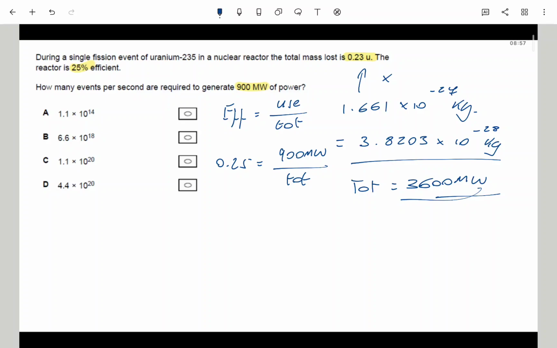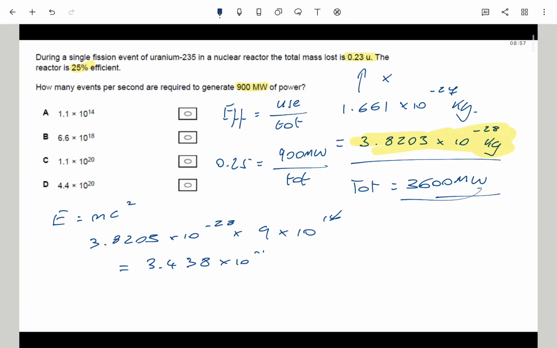Right, so what we need to do is look at that mass that we calculated and figure out the energy transfer from a single fission event. So we need to do E equals mc squared. So we've got the change in mass, 3.8203 times 10 to the minus 28. And then multiply that by the speed of light squared. Sorry, my handwriting's terrible. So that gives us an energy transfer for each fission event, which is 3.8 times 10 to the minus 11 joules.